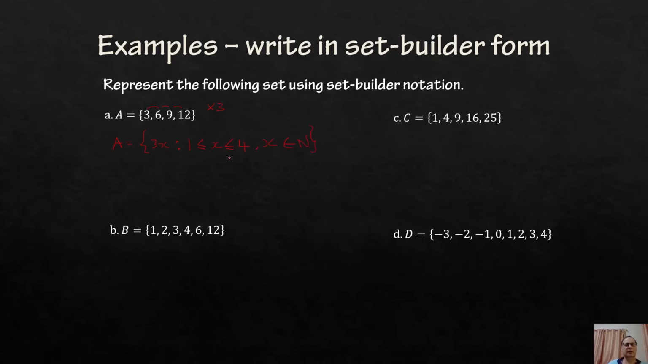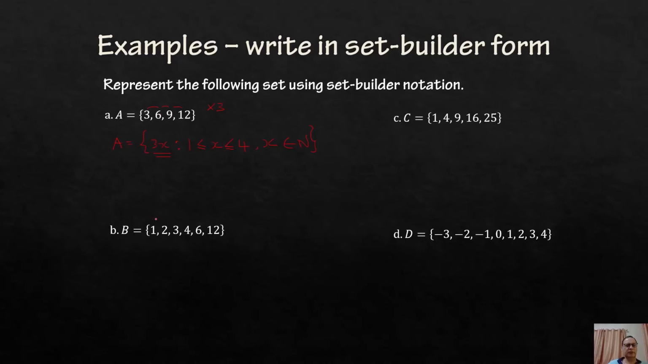Okay, so the natural numbers such that x is between 1 and 4, and we write down the value 3x. I always use 3x here for this kind of question when we do multiples. If it's multiples of 4, we would write 4x.